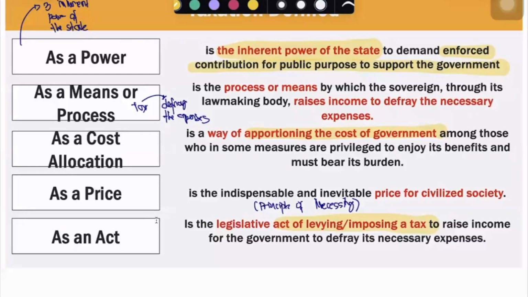So with all of these definitions of taxation, always remember there is generally an enforced contribution, and that enforced contribution is imposed by the lawmaking body of the state. The lawmaking body of the state will impose that on different subject matter or objects of taxation, generally for public purpose or to defray the expenses of the government.